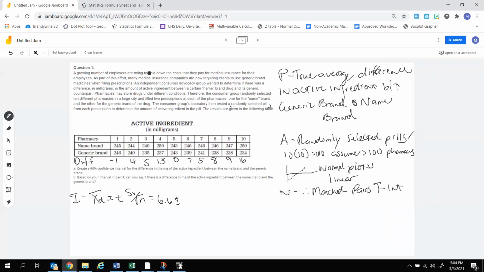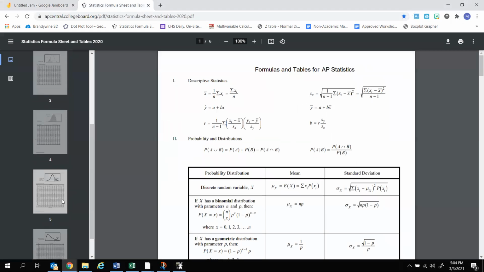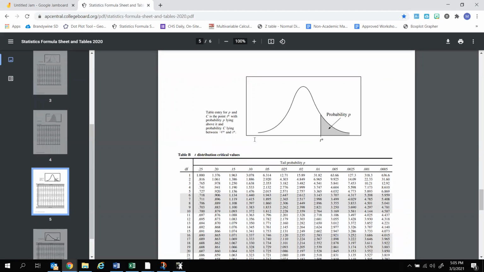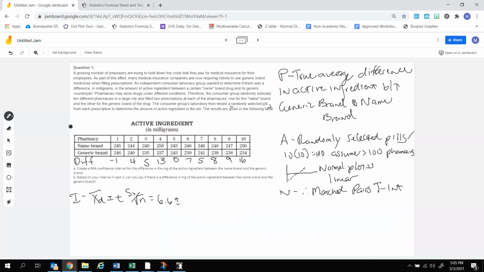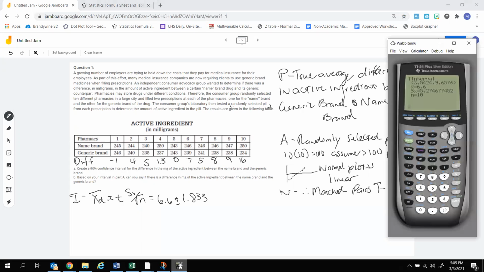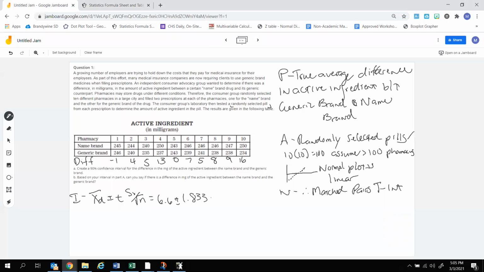We have to get a t-score. So we have 9 degrees of freedom. We go to our t-table. We want 9 degrees of freedom at 90% confidence, which is 1.833. Standard deviation was 5.27 over root 10. And you want to indicate somewhere that the degrees of freedom are 9.